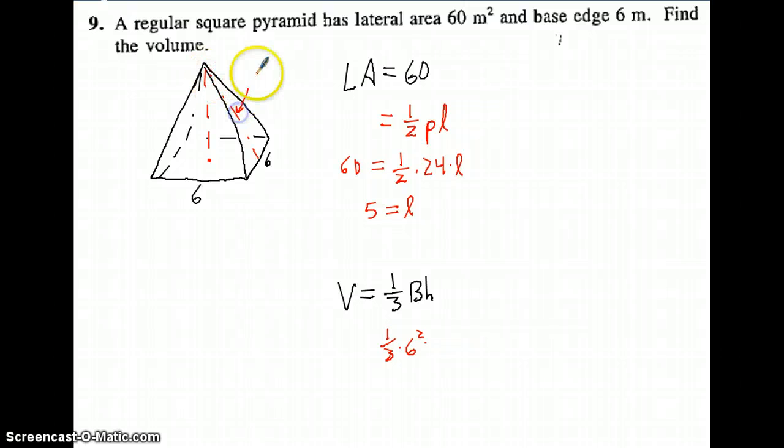Well, no. If that's 5, that's wrapped up in a right triangle situation with height, which I do need to know for this. I have 5 and height and this in a right triangle. Well, this is 3 because it's half of a length of the square, because that's an apothem in a square, and that's easy. With Pythagorean theorem magic, I find out that the height is 4. So 1/3 of 36 is 12, times 4 is 48. And that's all there is to that one.